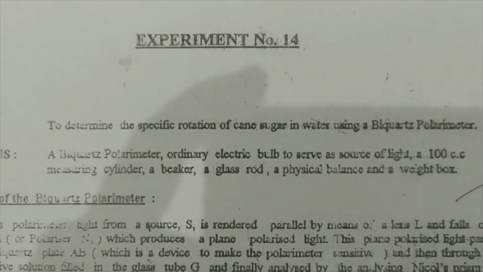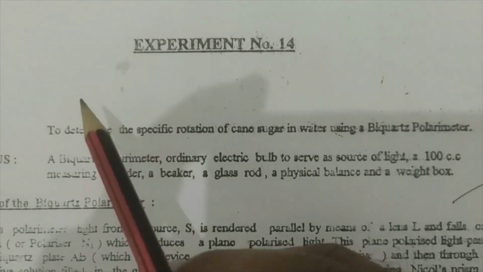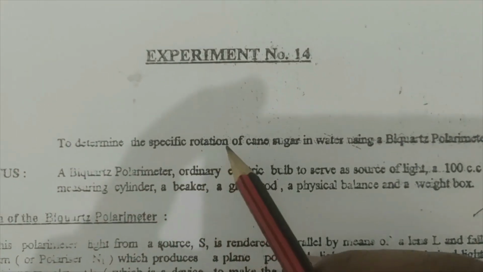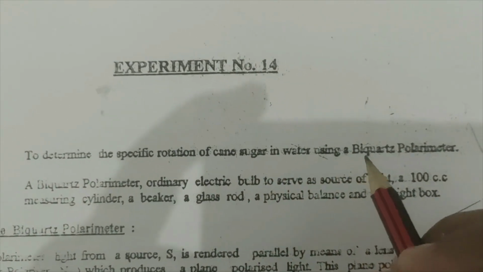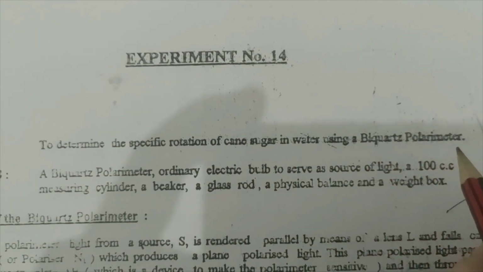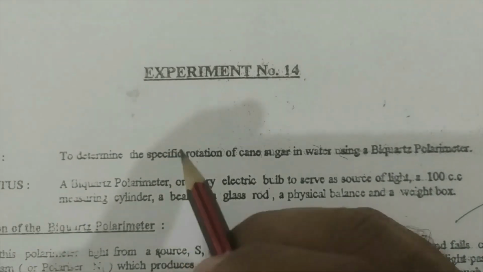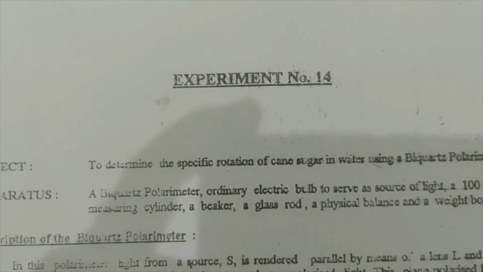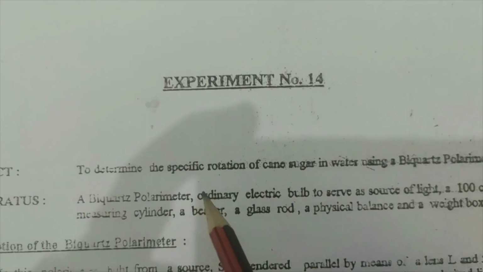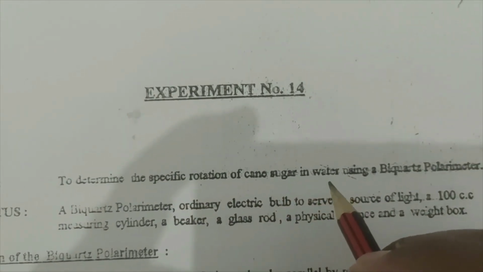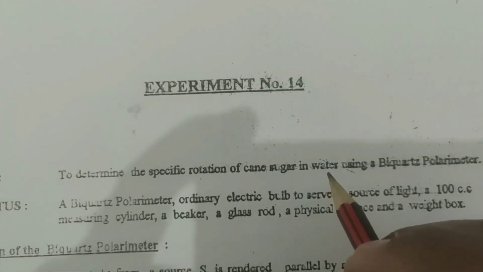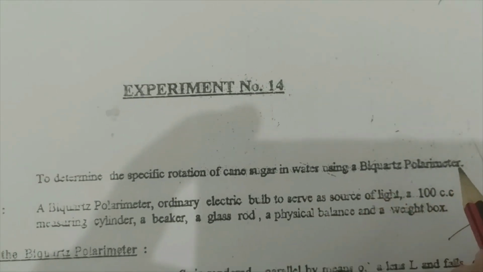Now the experiment which I am going to perform is to determine the specific rotation of cane sugar in water using a biquartz polarimeter. So what we have to do is find the specific rotation of cane sugar which is dissolved in water, with the help of a biquartz polarimeter.